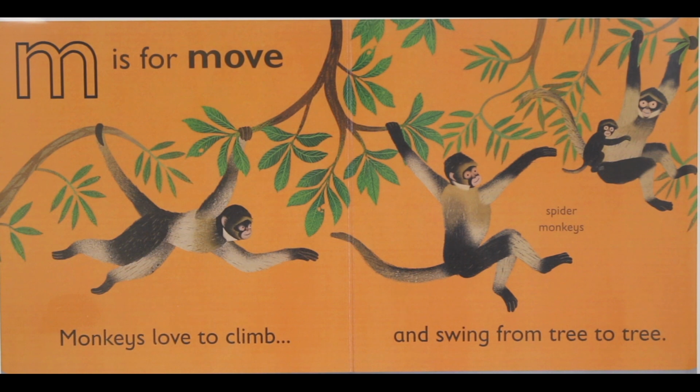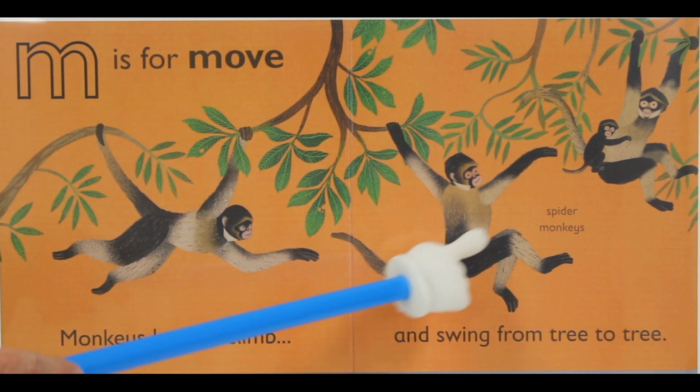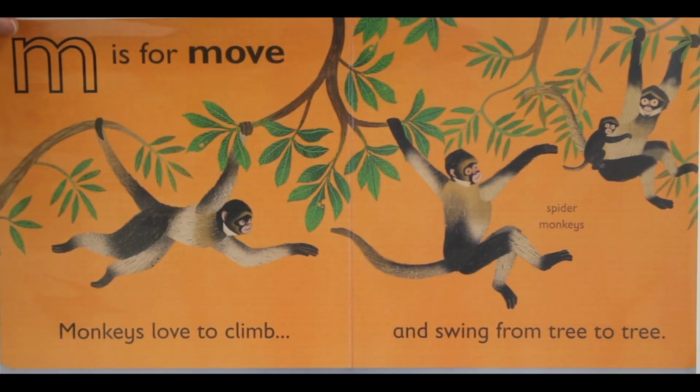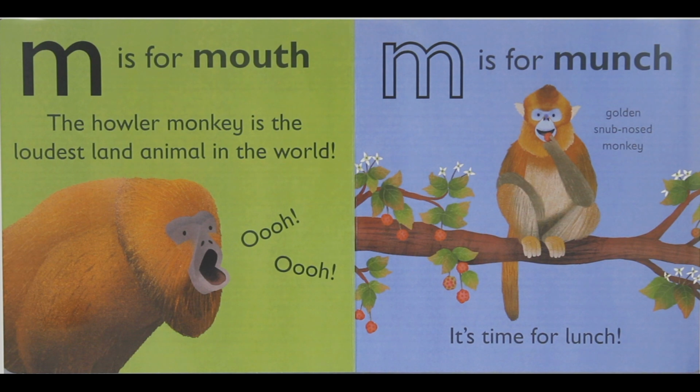M is for move. Monkeys love to climb and swing from tree to tree, just like these spider monkeys. M is for mouth. The howler monkey is the loudest land animal in the world. M is for munch. It's time for lunch, says this golden snub-nosed monkey.